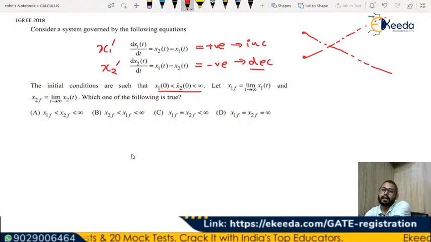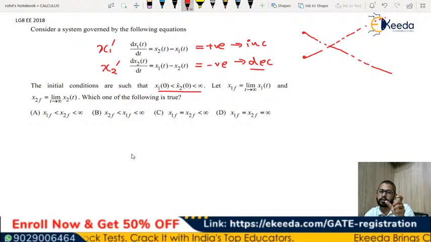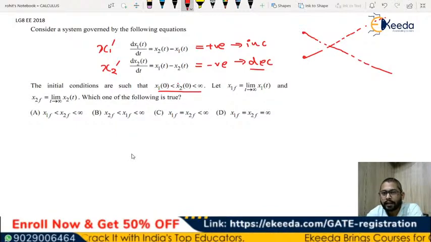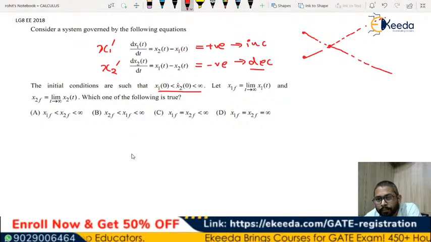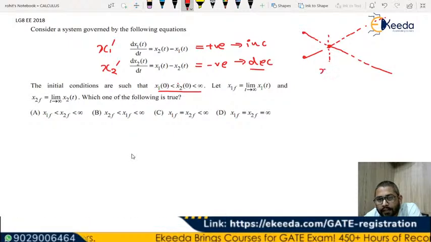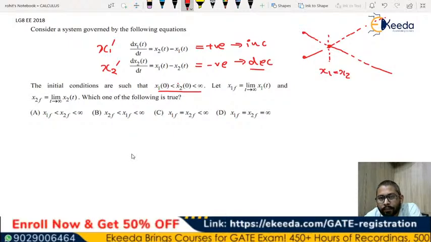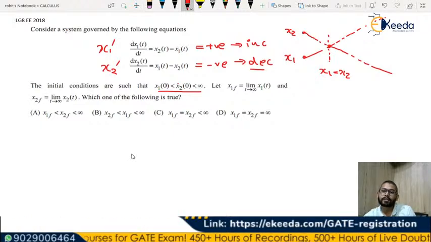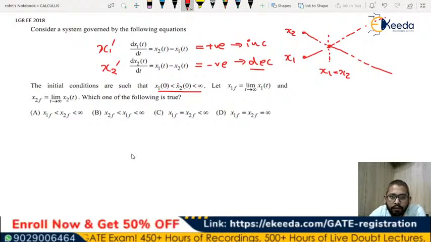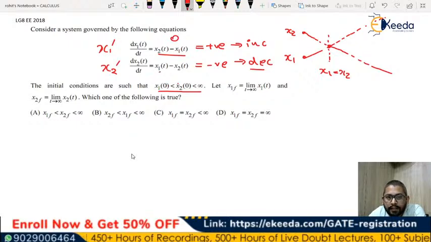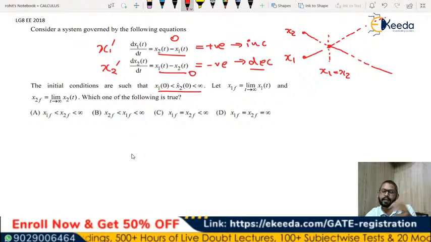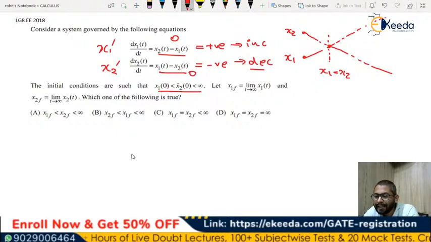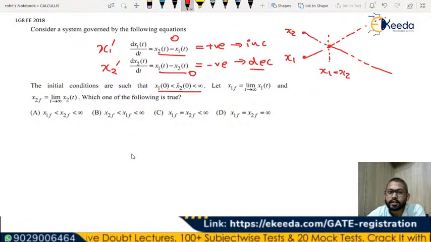But this derivative is a function of x1 and x2. So at one point what will happen, these two values are going to be the same. At some point this x1 and x2 are going to be the same. This was x2 and this was x1. So at some point when it is the same, this value is going to be 0 and this is also going to be 0. And as soon as the first derivative and second derivative are 0, it means that it is going to be a constant function, right?